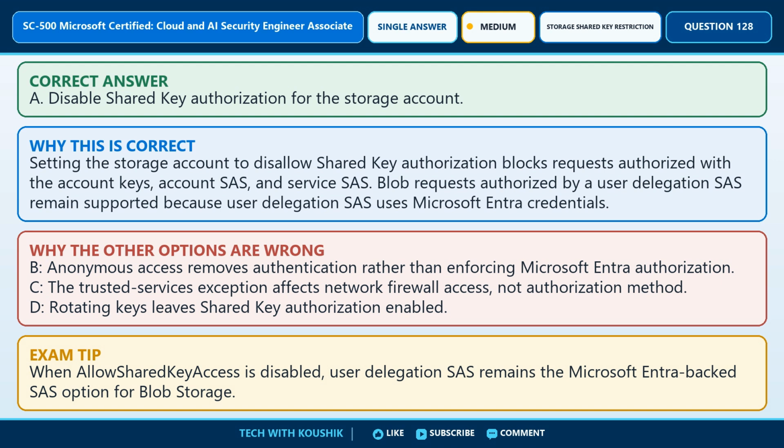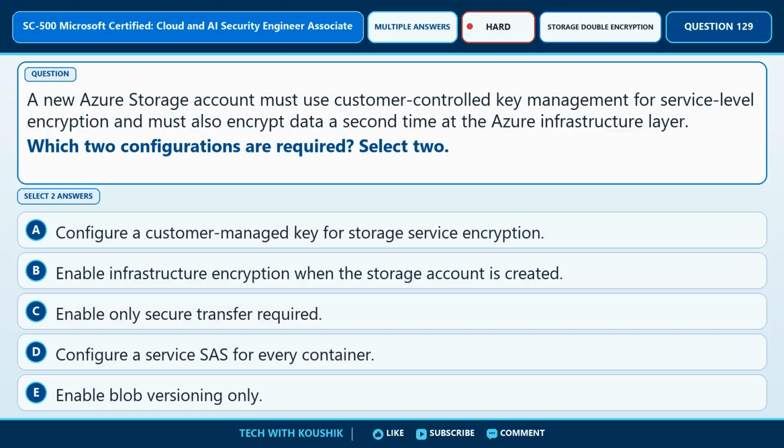The other choices do not satisfy the requirement because B, anonymous access removes authentication rather than enforcing Microsoft Entra authorization. C, the trusted services exception affects network firewall access, not authorization method. D, rotating keys leave shared key authorization enabled. The key takeaway is when allow shared key access is disabled, user delegation SAS remains the Microsoft Entra-backed SAS option for blob storage. Proceed to question number 129.